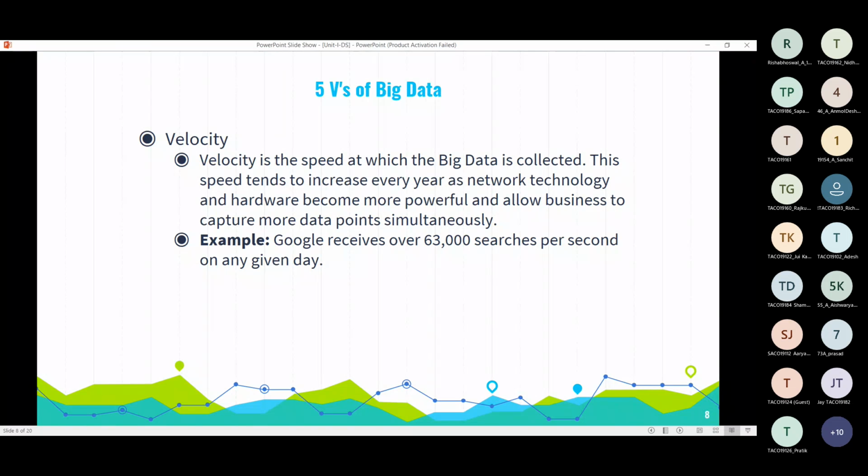First we have velocity. Velocity is the speed at which big data is collected. The speed tends to increase every year as network technology and hardware become more powerful and allow the business to capture more data points simultaneously. An example of velocity is that Google receives over 63,000 searches per second on any day. So imagine with how much speed this data is getting generated.